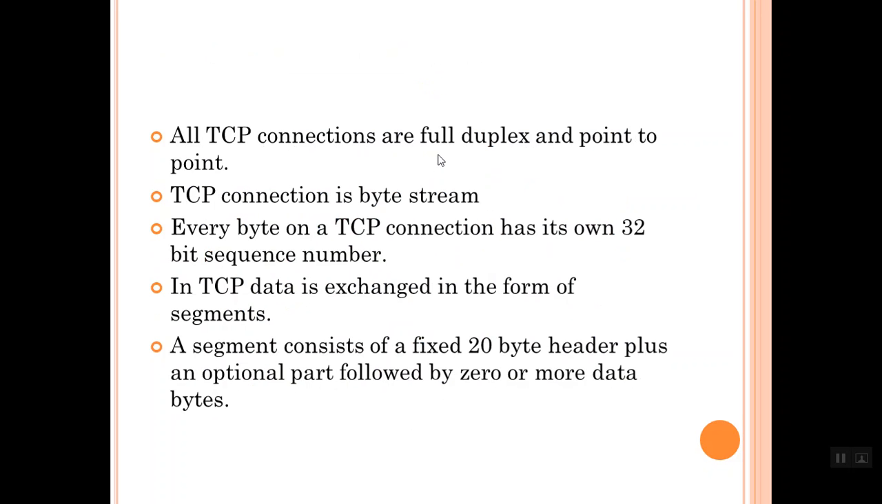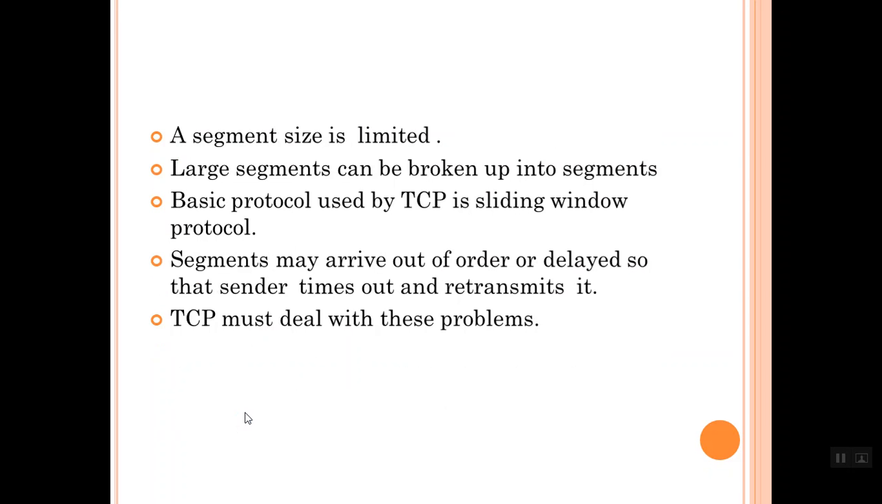All TCP connections are full duplex and point to point, which means that in TCP, the server machine and client machine can transmit data simultaneously. Also, a TCP connection is a byte stream. Every byte on a TCP connection has its own 32-bit sequence number. In TCP, data is exchanged in the form of segments. A segment consists of a 20-byte header plus an optional part, followed by zero or more data bytes.